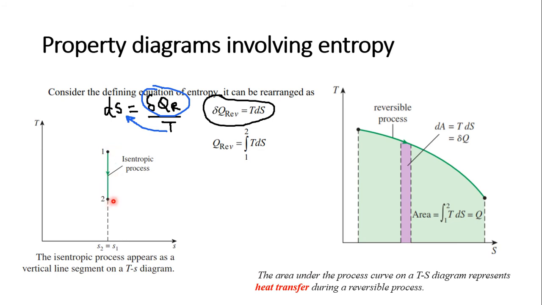It can be anyway. The bottom side can be 1 and the top side can be 2, and the process can be from bottom to top. Okay, it can be anyway. So in this process, the important point you see over here is S2 is equal to S1.